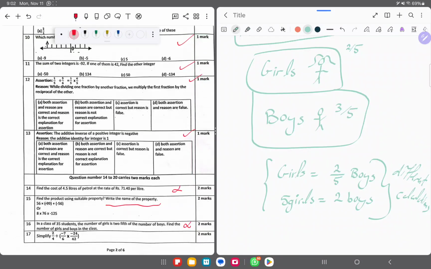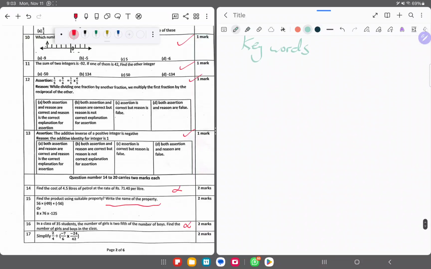When do I use 2/3 or 2/5? There are key words that we need to use first. Let me give you some good examples first. Give me a minute. I'll just take some examples from here.